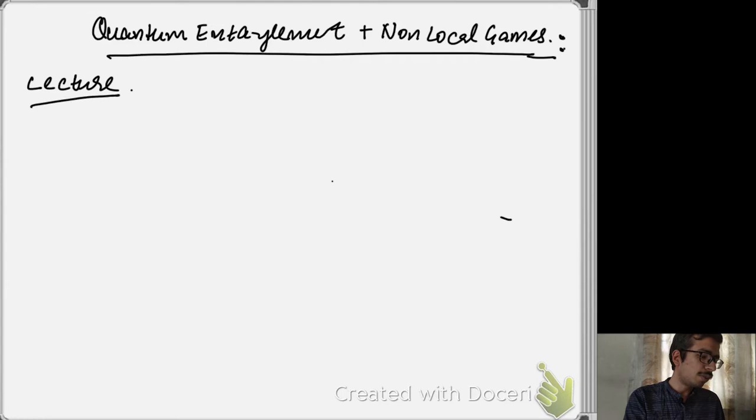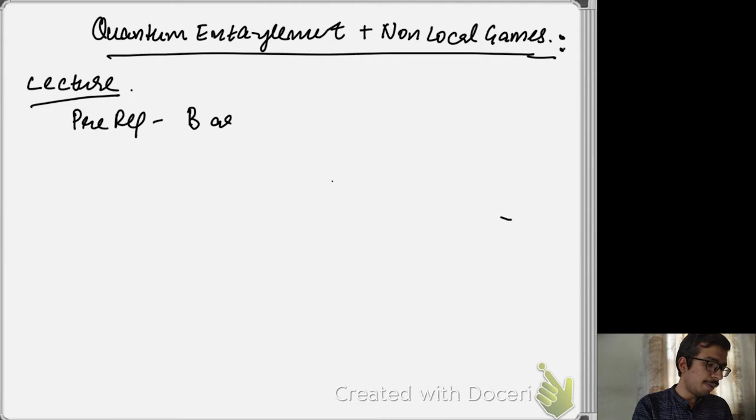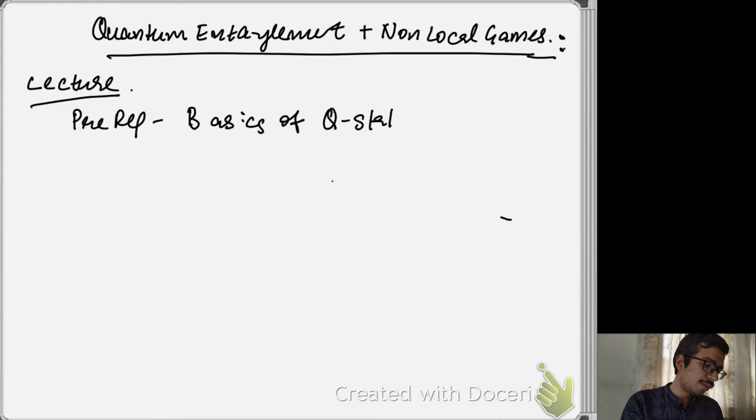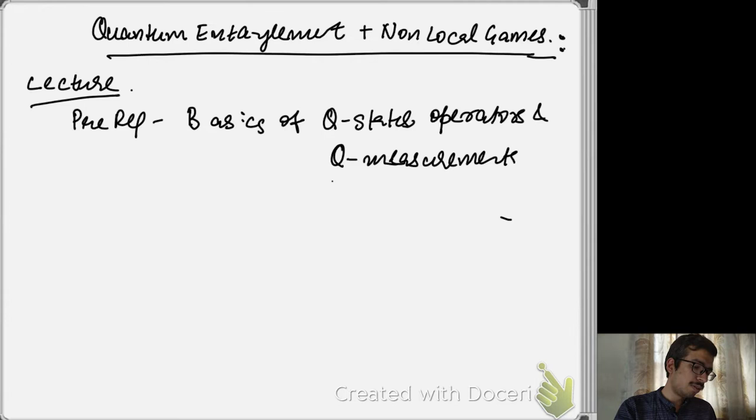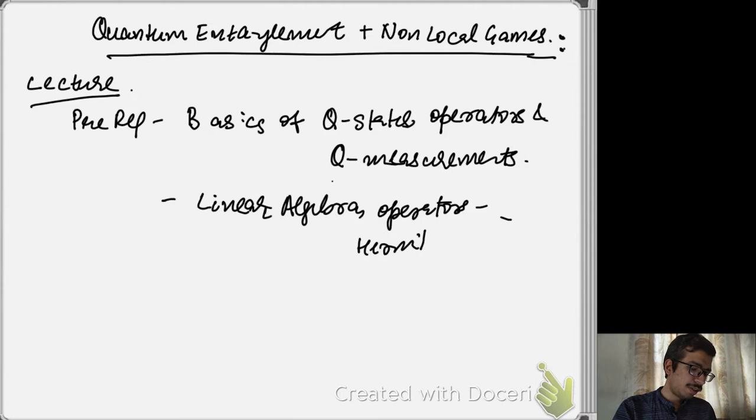The prerequisites for this course include basics of quantum states, operators and quantum measurement. You will also need to have familiarity with basics of linear algebra, operators. So you will need to know what is a Hermitian and a unitary operator. Okay, so what are the contents of this course?